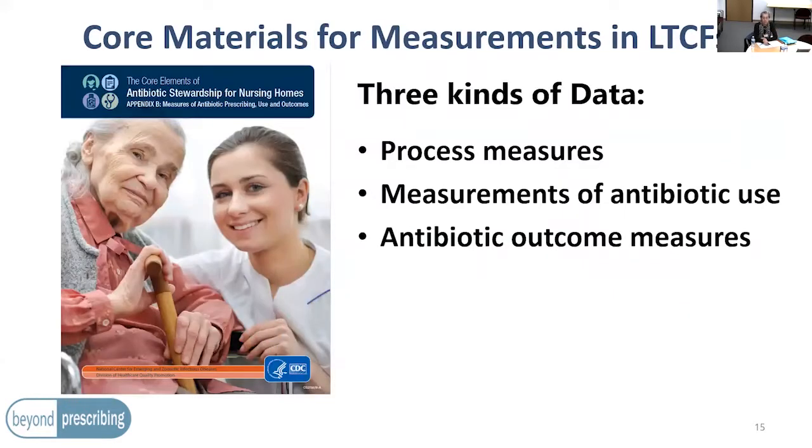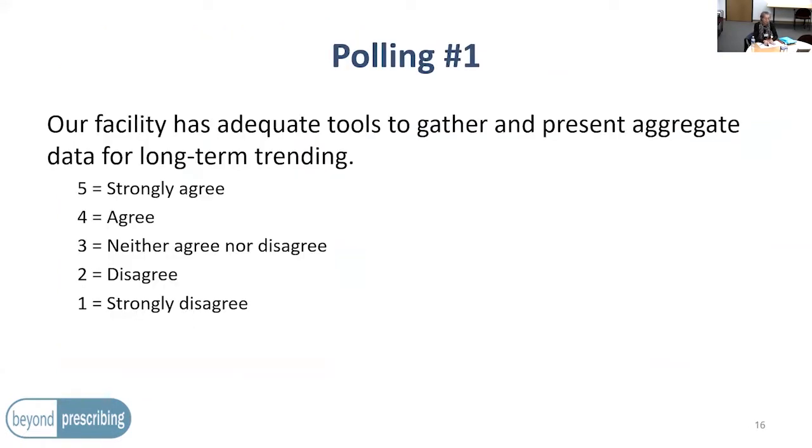So next slide. So what do we need to measure in long-term care facilities? There are three kinds of data. We can measure our processes, measure how much antibiotic we're using, and then some antibiotic outcome measures, which might be things like C. difficile, how much resistance we have in our organisms, and so forth.